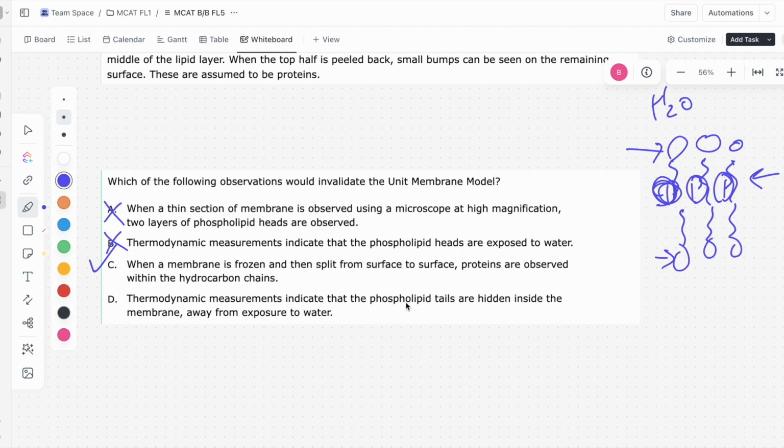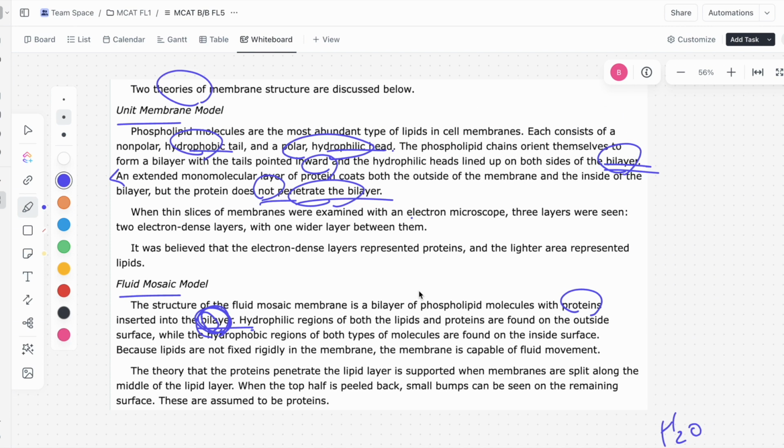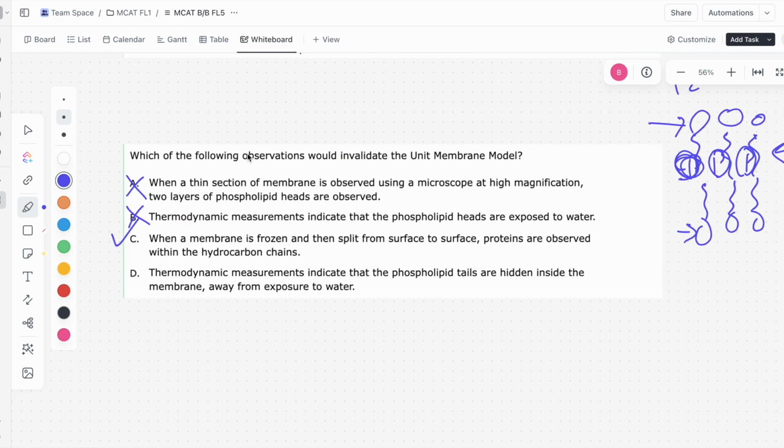D says thermodynamic measurements indicate that the phospholipid tails are hidden inside the membrane away from exposure to water. This is supported by the unit membrane model. It says that the tails are pointed inwards because they're hydrophobic and they do not want to interact with water. So D would actually support the unit membrane model, meaning C has to be the correct answer for this question.